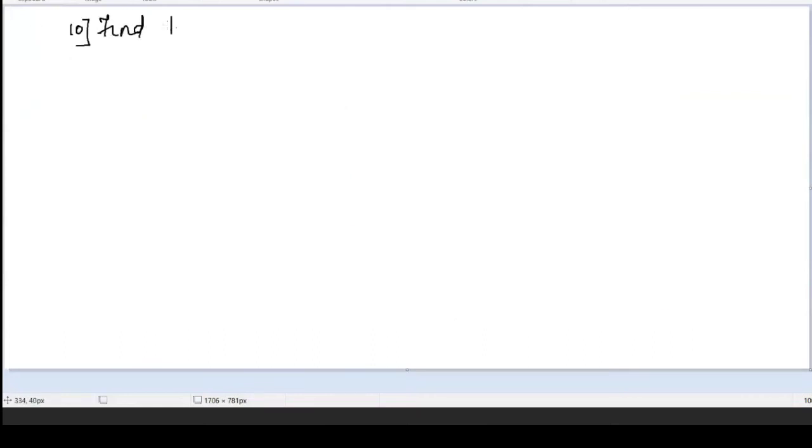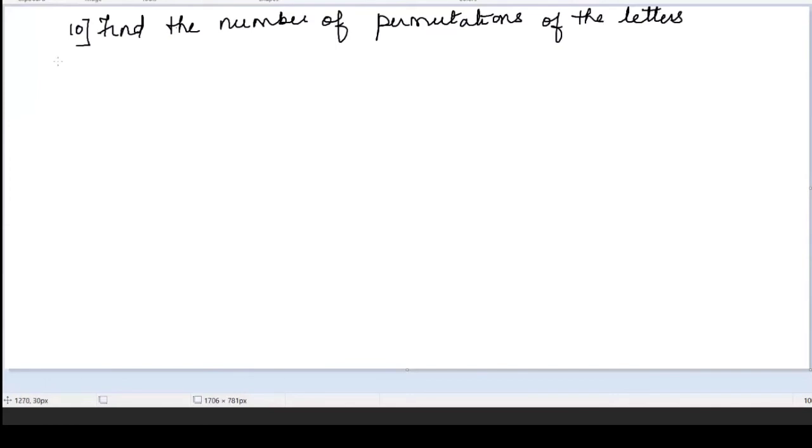Find the number of permutations of the letters of the word MISSISSIPPI. Full stop.